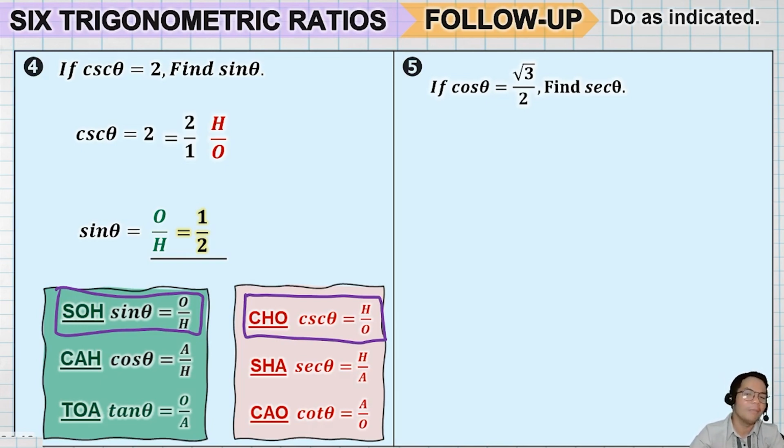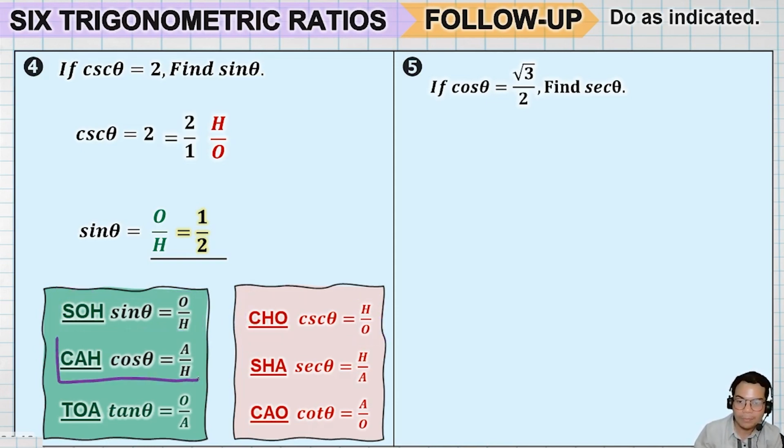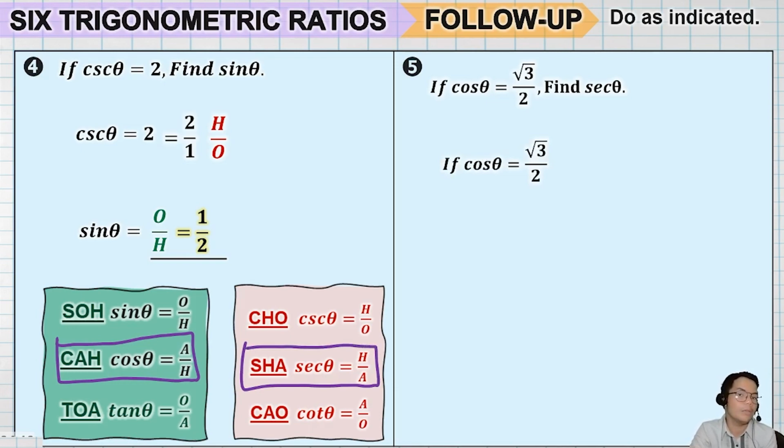Ganun din sa number 5. So, as you notice here, we have the given cosine theta. Ito yon, si K, which is equivalent to adjacent over hypotenuse. And we are looking for the value of secant theta. Ito yun, oh, hypotenuse over opposite. So if cosine theta is square root of 3 over 2, this represents adjacent over hypotenuse. And if we are to identify secant theta, which is just the inverse of cosine theta, or the reciprocal, we can just make that adjacent over hypotenuse to hypotenuse over adjacent. Which means, anong magiging sagot natin kay secant theta?